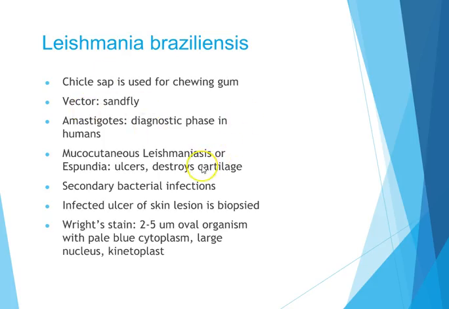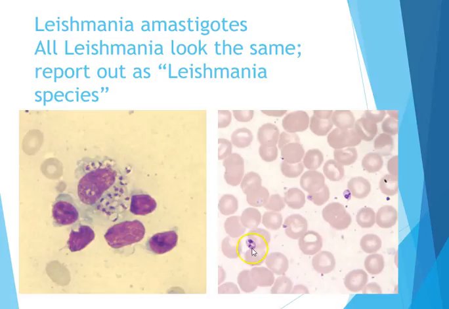Okay, it causes mucocutaneous leishmaniasis or espundia, and these patients have ulcers, and it destroys the cartilage, and it causes deformities, usually on the face. The patients have secondary bacterial infections, and the skin areas can be biopsied to look for the organism. So it's either a Wright or a Giemsa stain, and the organism is 2 to 5 micrometers, and it has a nucleus and a kinetoplast, and this is what they look like.